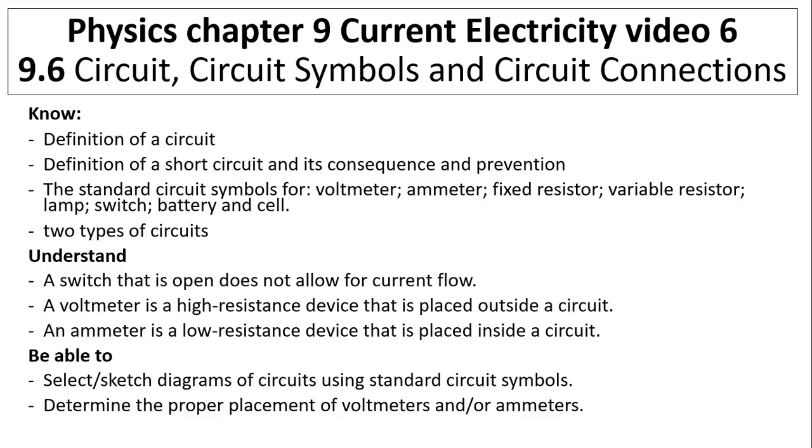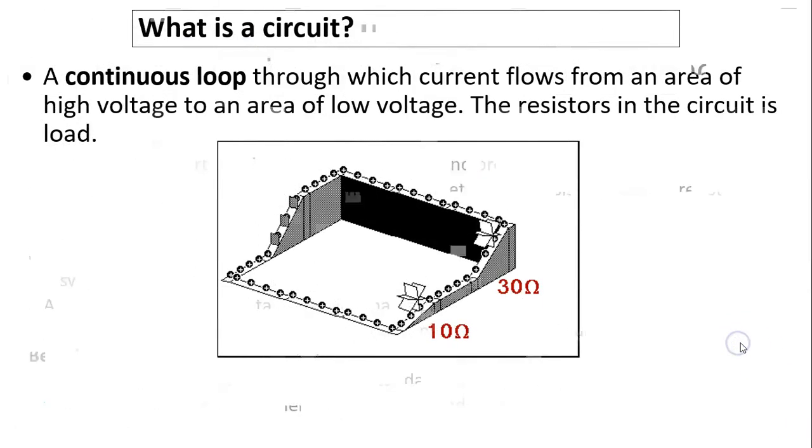To understand, a switch that's open does not allow current to flow. To understand, a voltmeter is a high resistance device that is placed outside the circuit. To understand, the ammeter is a low resistance device that is placed inside the circuit. Be able to select and sketch diagrams of circuits using standard circuit symbols. Be able to determine the proper placement of voltmeters and ammeters.